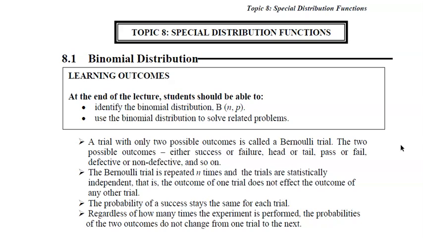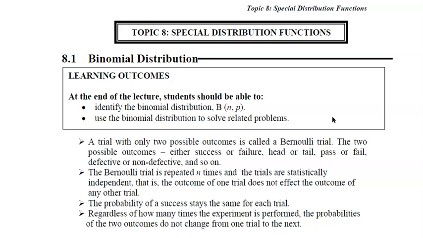We have three subtopics. Chapter 8 will be special distribution functions. For the first subtopic, binomial distribution. The second subtopic will be Poisson distribution, and the last subtopic will be the normal distribution function. For 8.1, binomial distribution is the easiest distribution.